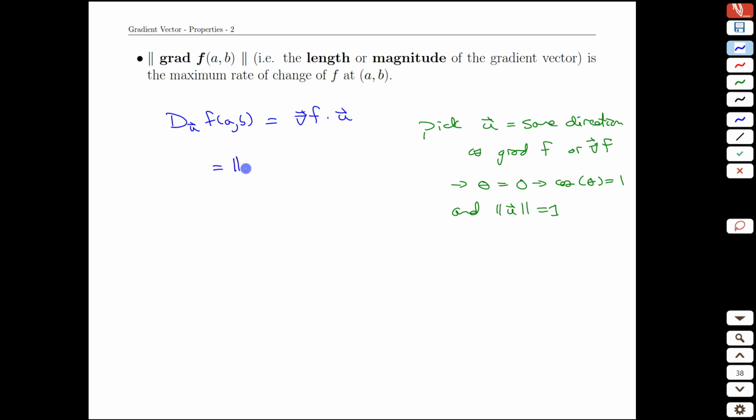If that's the case, then we can fill in our dot product calculations again here. Because of the way we picked u, this is going to equal 1. Because u is a unit vector, this is going to equal 1. And this is the only thing left over. So the slope in the direction of u, but we picked u to be the direction of the gradient vector, is equal to the magnitude of the gradient vector.